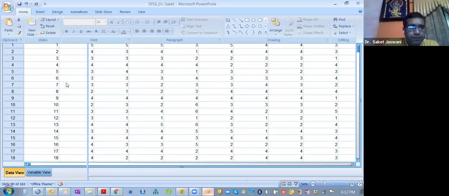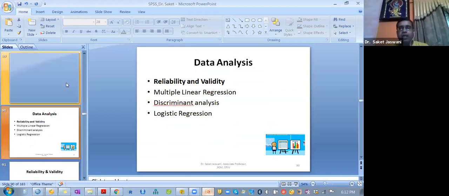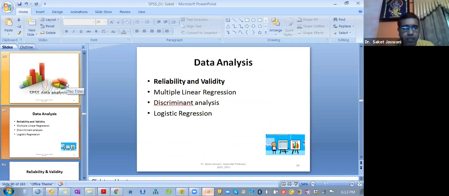Actually, so we have understood the introductory part of SPSS, what it is all about. Now the important part of this session, today's session, is working on data, SPSS data analysis. So today we will try to understand about reliability and validity, multiple linear regression, discriminant analysis, logistic regression, and Poisson regression also. So first, let's talk about validity and reliability.